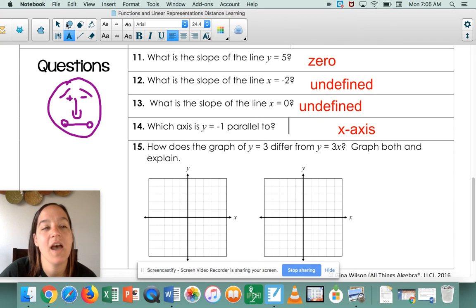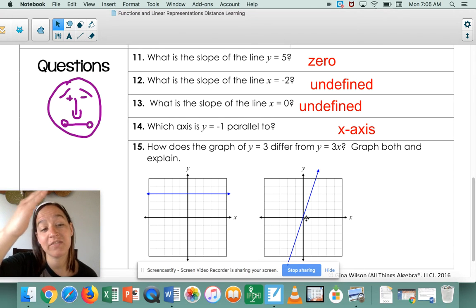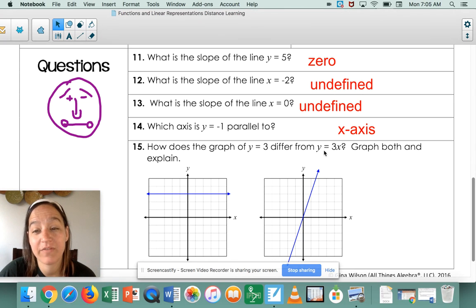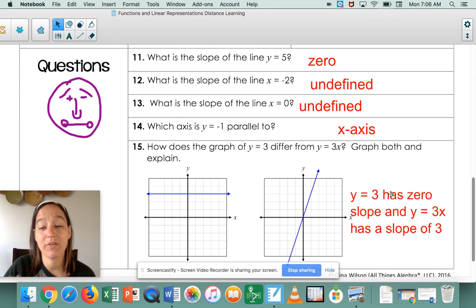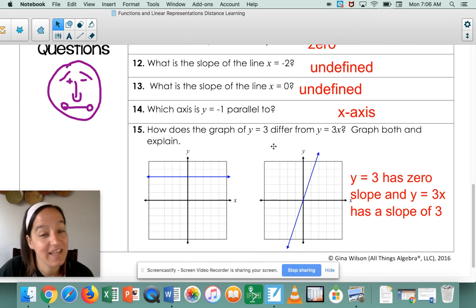Okay. So then I have number 15. It says, how does the graph y equals 3 differ from y equals 3x? Well, there's a big difference. y equals 3 is a horizontal line. y equals 3x is an angled line, right? It's a positive slope. If I notice it has a y and an x and it's got a slope, that means y equals 3 has a 0 slope and y equals 3x has a slope of 3. That's their big difference.